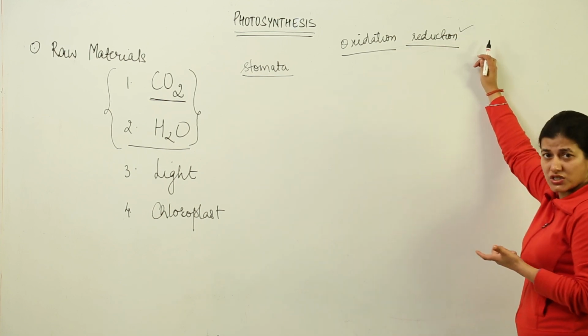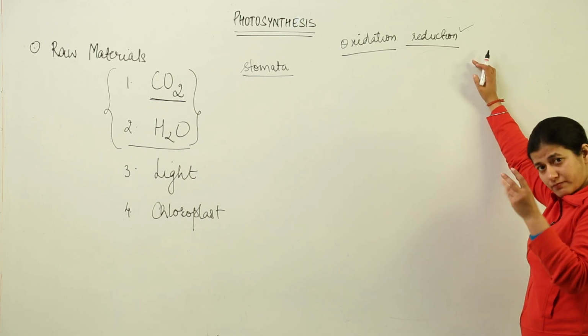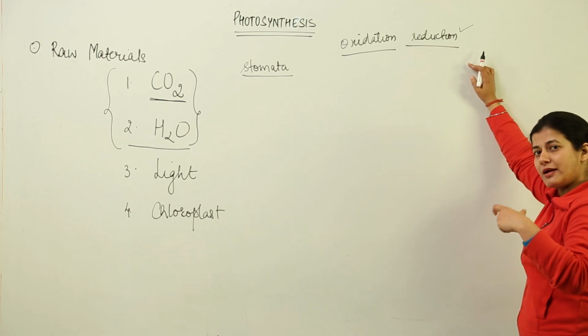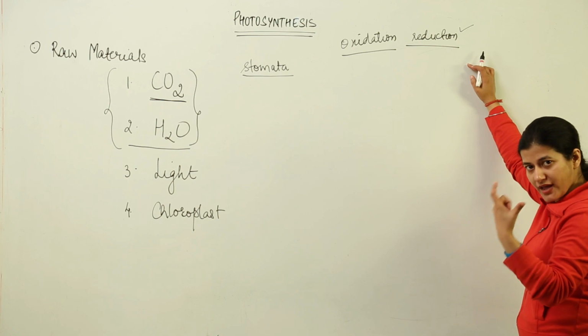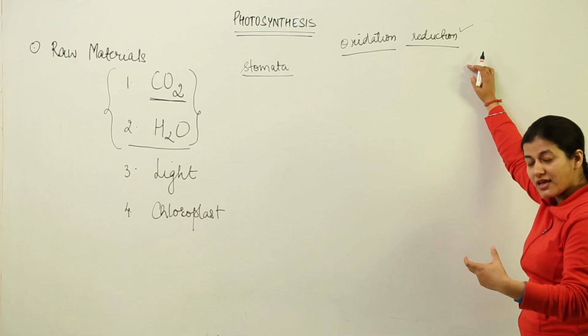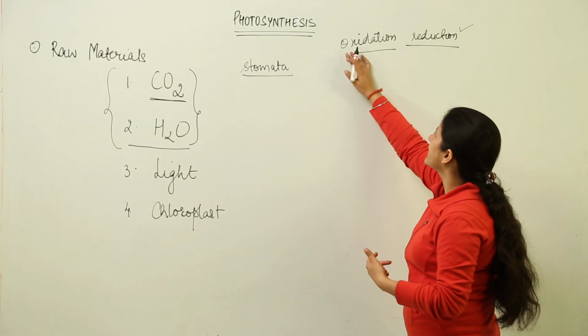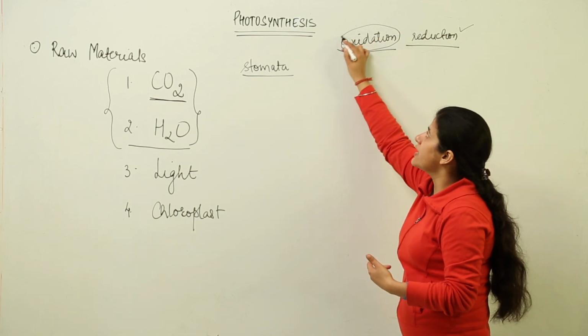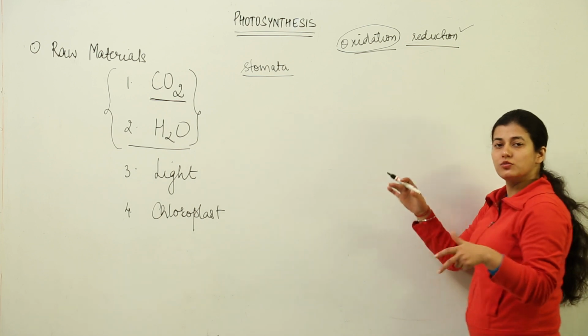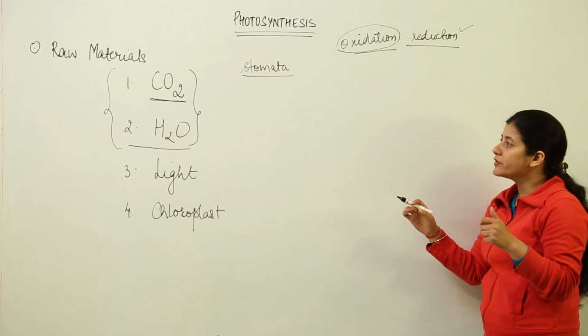There is reduction which is taking place, and when something gets reduced, that means some reactant has given its hydrogen ions. So that particular compound, or you can say reactant, gets oxidized. So there is simultaneous oxidation and reduction which is taking place, which gives rise to glucose.